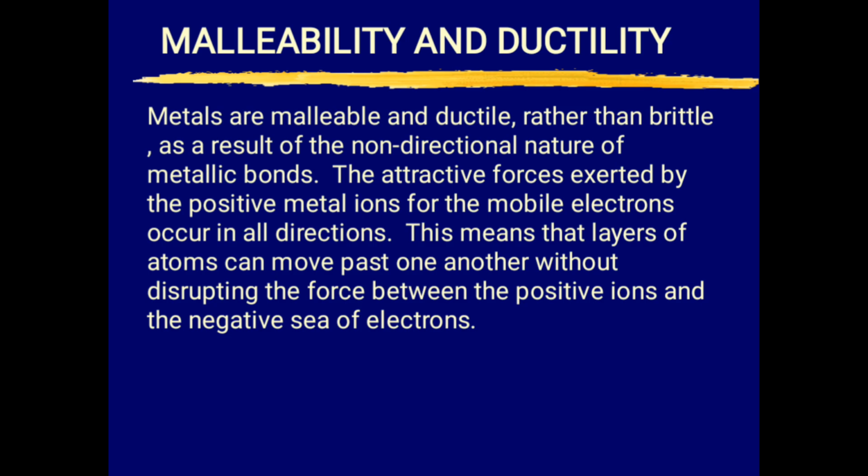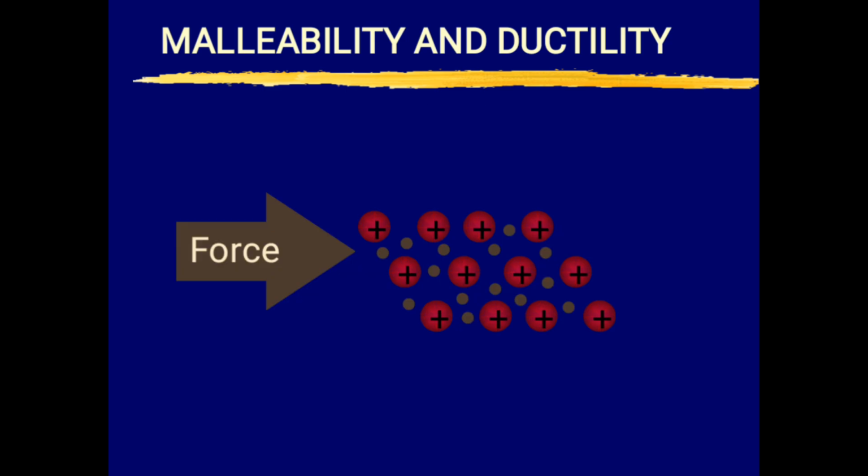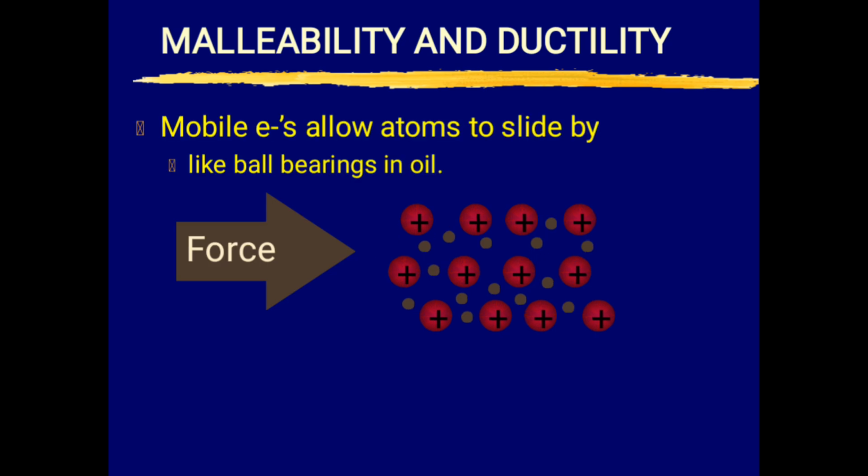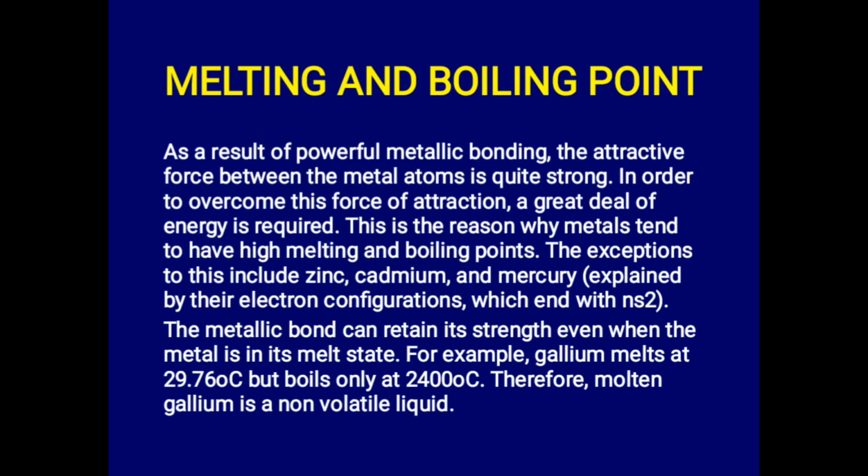So the attractive force exerted by the positive ions on the mobile electrons occurs in all directions. So the layers of atoms can now move past one another without disrupting the force between the ions and the negative sea of electrons. You could see when they apply the force here, they are sliding over one another. So it helps them to be drawn into wire and beaten into sheets.